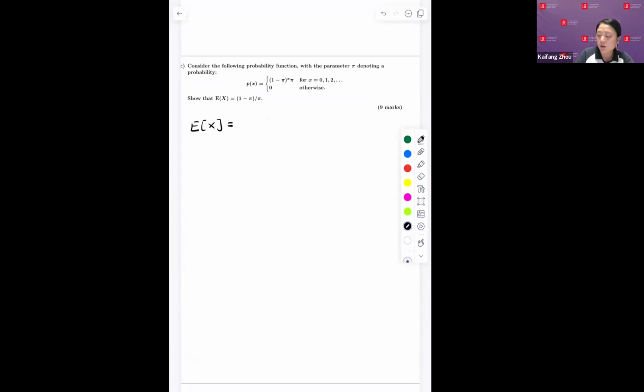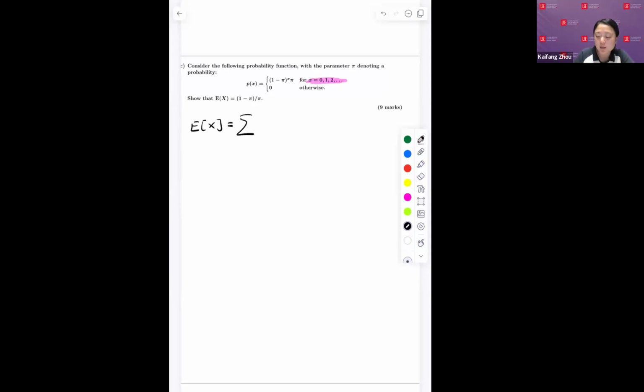Whether we need to use the integral or summation sign, we need to see whether the random variable is discrete or continuous. So in this case, we look at the possible values for the random variable. The possible values of x are 0, 1, 2, 3, etc. So this means that it's a discrete random variable, and we need to use the summation to help us calculate the expectation of x.